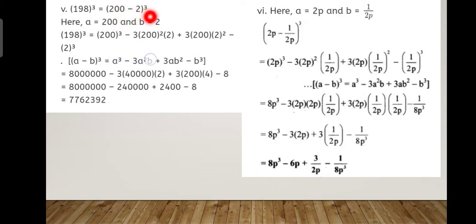(200 minus 2) the whole raised to cube. So here a is 200 and b is 2. So now 198 cube will be, according to formula, a cube, that is 200 cube, minus 3a square. So 3 into 200 ka square into b, that is 2, plus 3ab square. So 3 into 200 into 2 ka square, minus 2 cube.